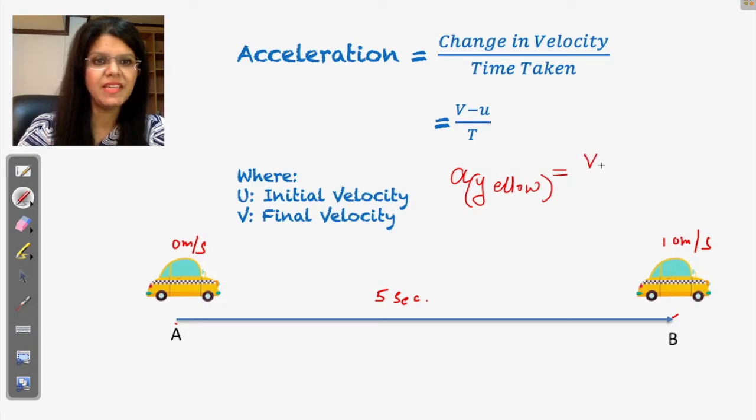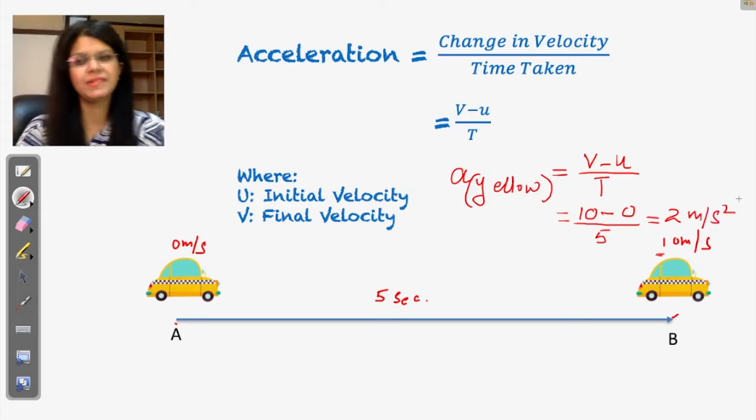So this will be v minus u over t. This is the formula for acceleration that we know of, and it is always a good idea to start solving the question by writing the formula first. So what is the final value of the velocity? 10. Initial value of the velocity, 0, and the time taken for this to happen, 5. So what was the acceleration? 2 meters per second squared.